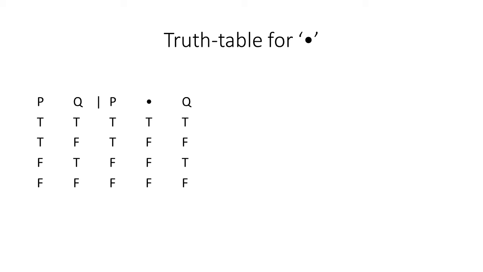So remember, conjunctions require that both conjuncts be true. A conjunction is true if and only if both of its conjuncts are true, and it's false otherwise. So if one's true and the other's false, or if they're both false, the whole thing is false.